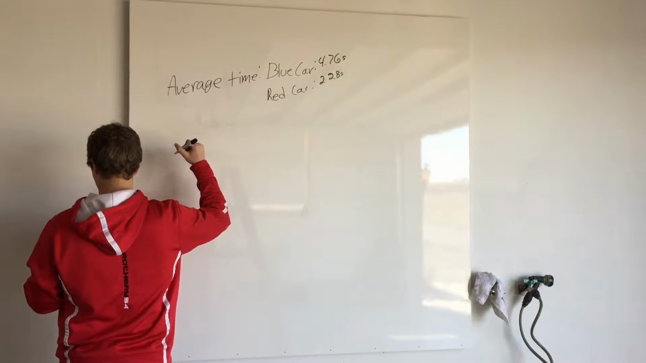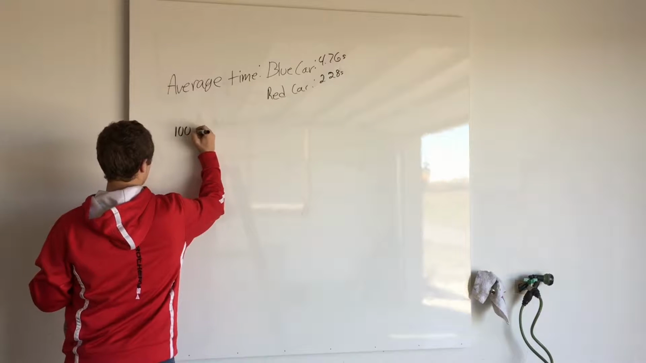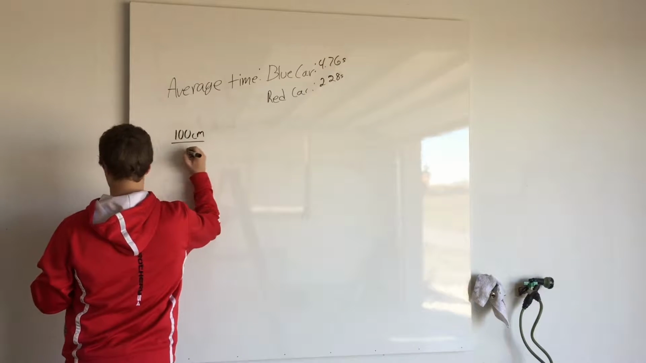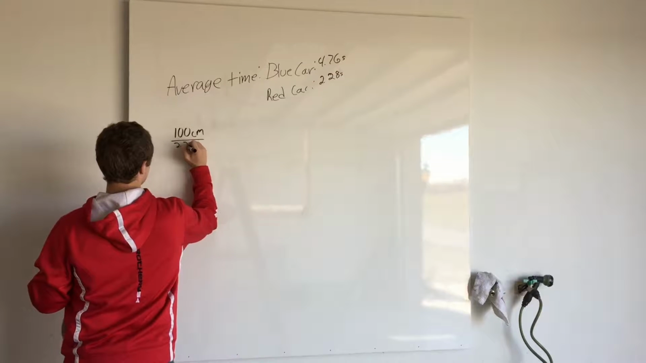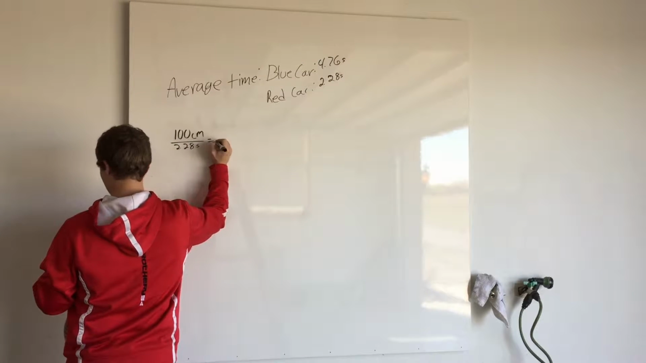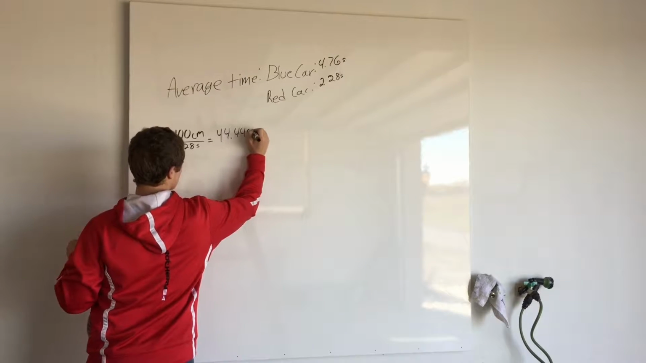To find the velocity, you take the distance over time. In this case, I'm going to do the red car, 100 centimeters over 2.28 seconds. It will be 44.44 centimeters per second.